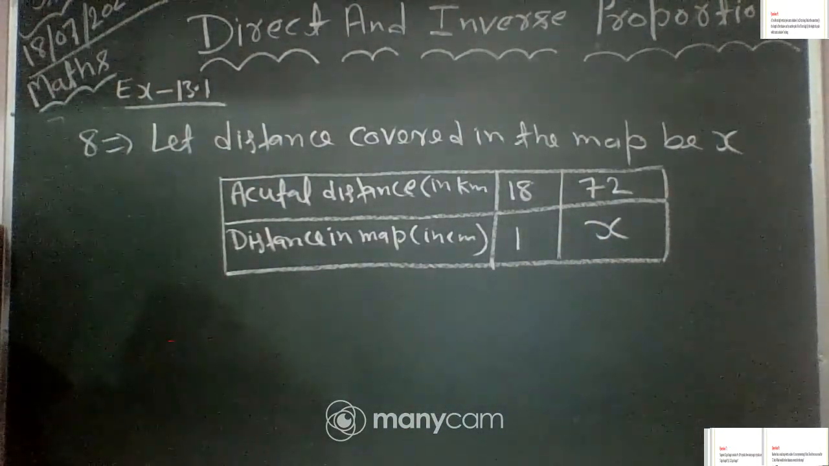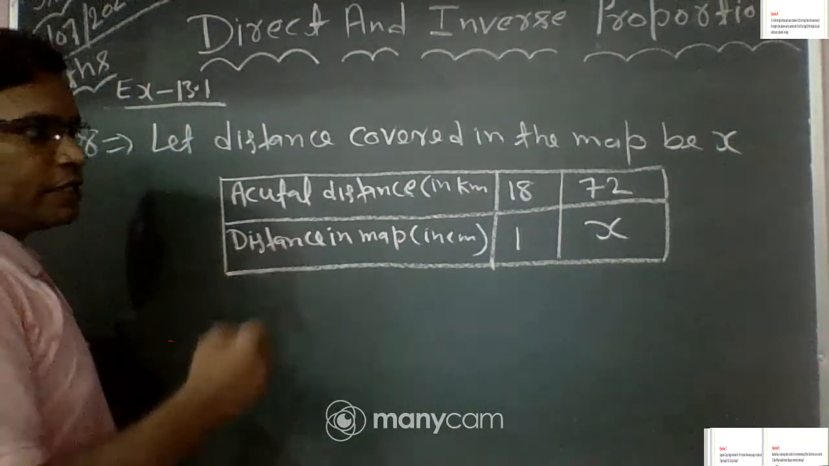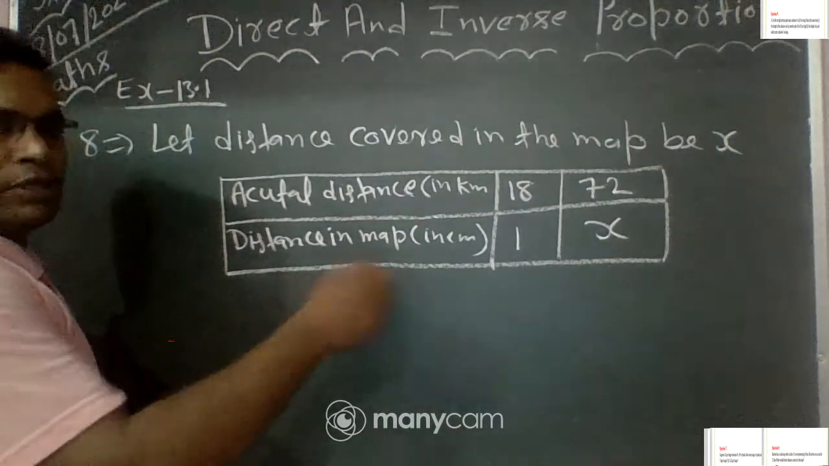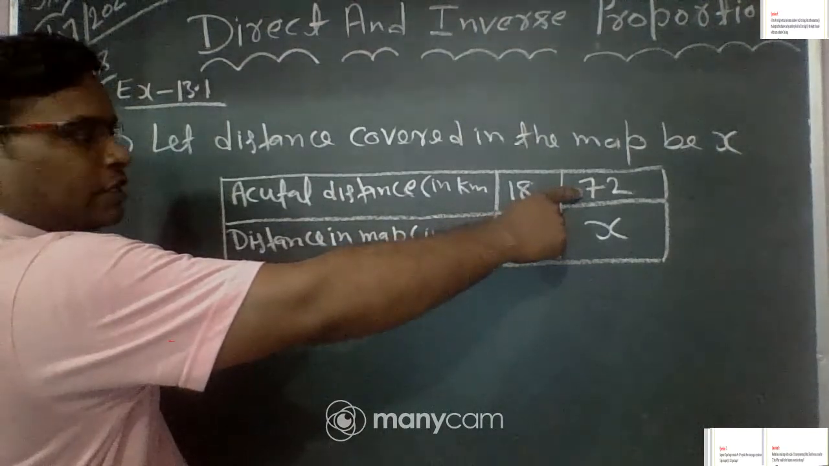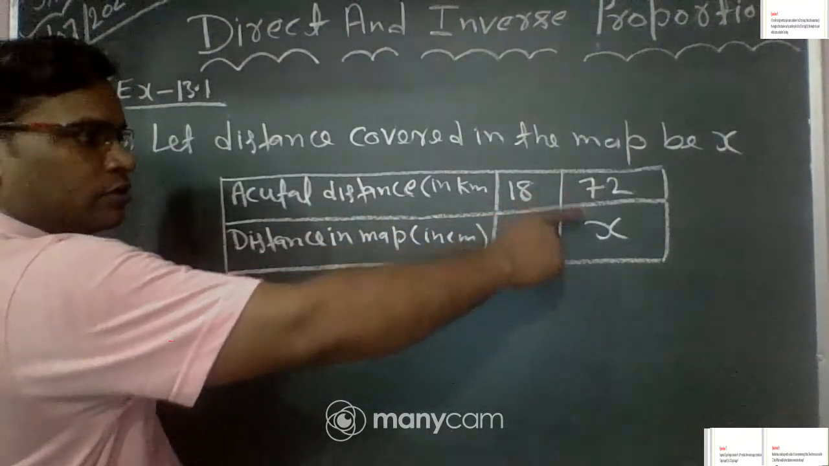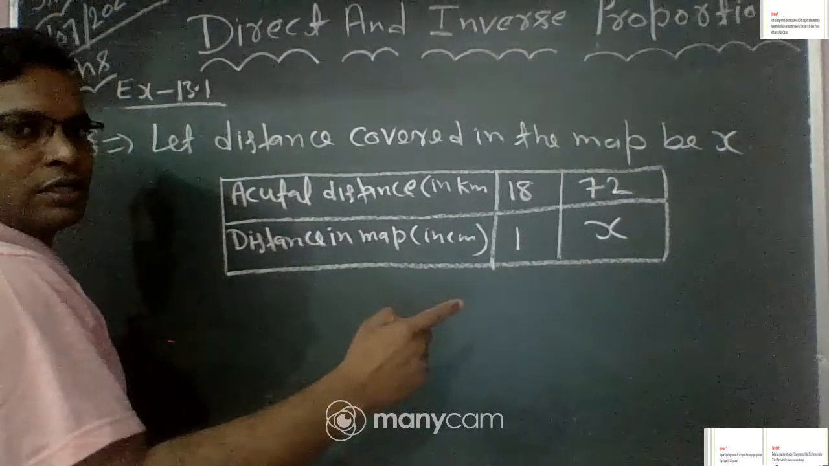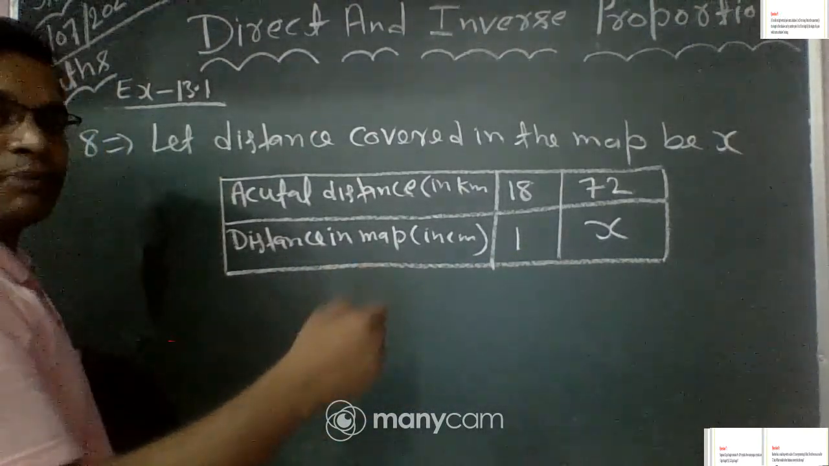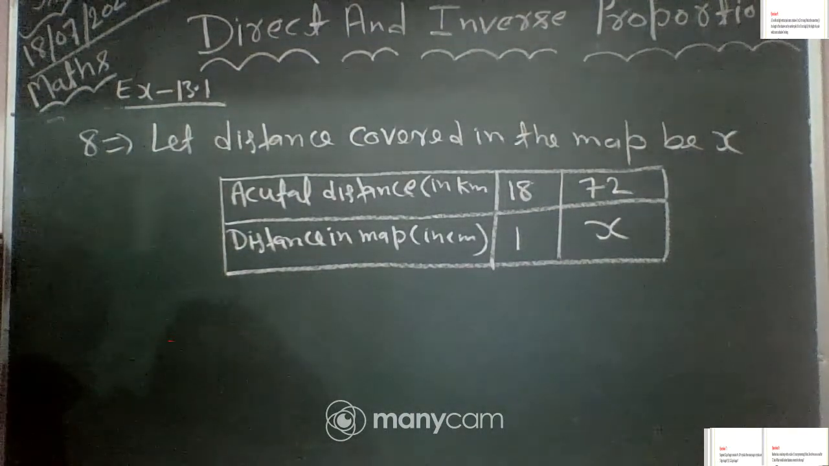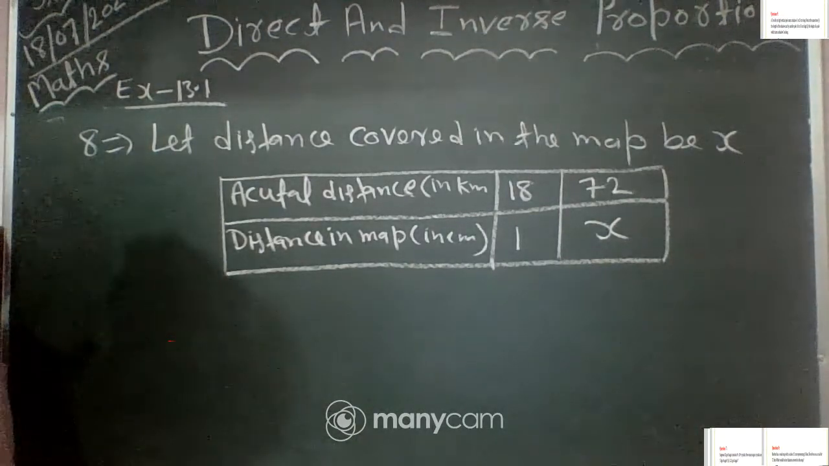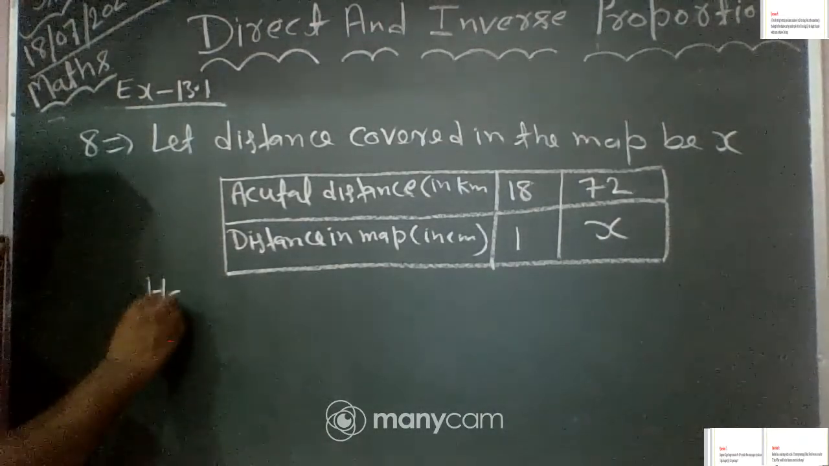Clear? So here you can see 18 kilometer distance, then distance in map 1 centimeter, and here 72 kilometer in actual distance. So obviously you can see the distance in map is more than 1 centimeter. So from our discussion you can say here the actual distance and the distance covered in map are in direct proportion.